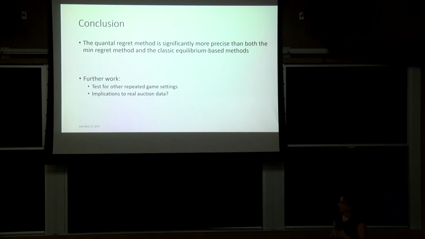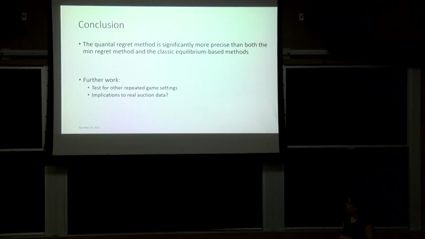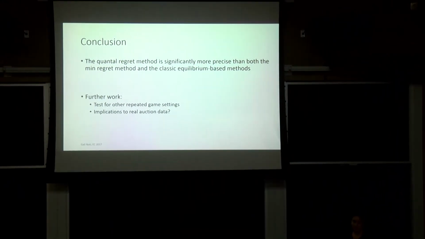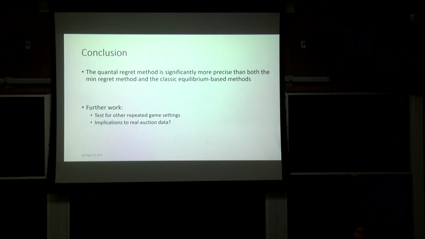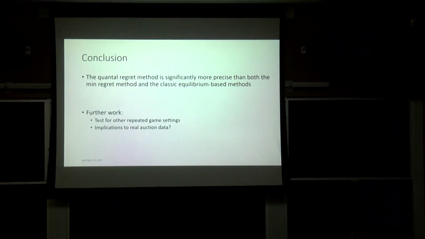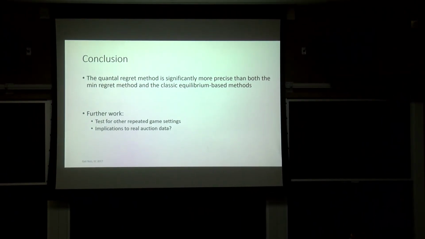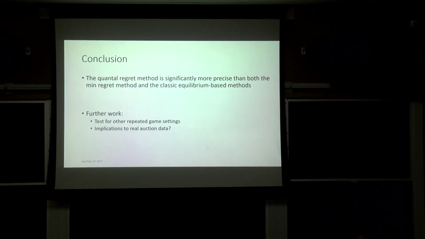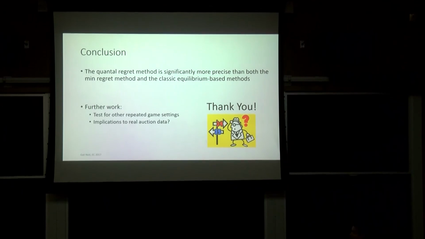All right, and just to conclude, I presented the Quantal regret method, and we saw that it gave, with human players, significantly better results, more precise than the mean regret or the equilibrium-based methods, and that was for the 2 data sets that we tested. It's interesting to see if it will work just the same for other repeated game settings, and also to test implications of using this method on real auction data. And that's it, thank you.